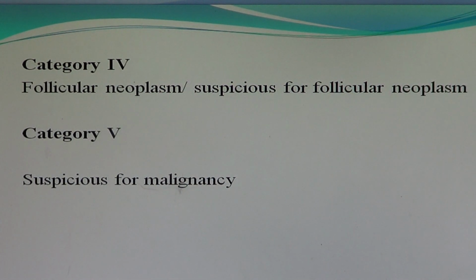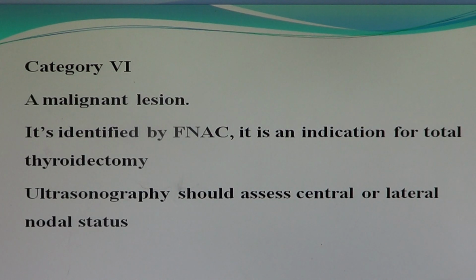Category 4 includes follicular neoplasm, or suspicious for follicular neoplasm. Category 5 is suspicious for malignancy. The last category is category 6, which is a malignant lesion. It is identified by FNAC. It is an indication for total thyroidectomy. Ultrasonography should assess central or lateral nodal involvement.